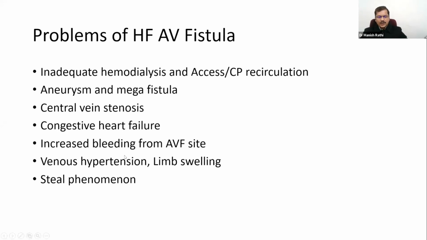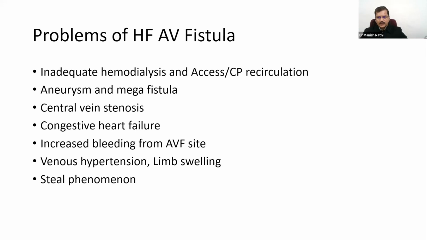Other problems, you can understand, are that there can be accessory vein formation, there can be venous hypertension resulting in limb swelling, there can be venous ulceration, there can be steal phenomena because all the blood is going through the fistula and there is limited supply in the distal part of the fistula.